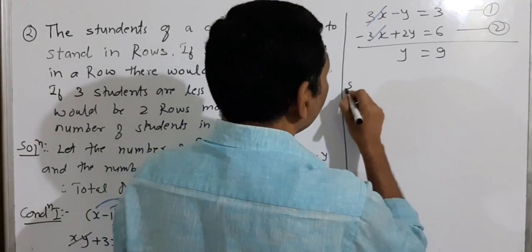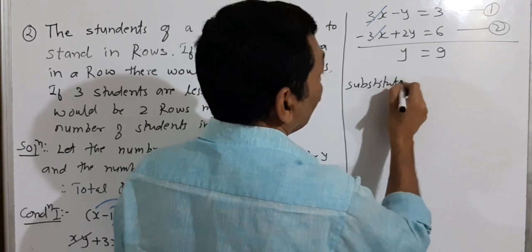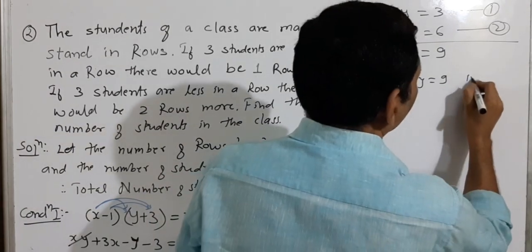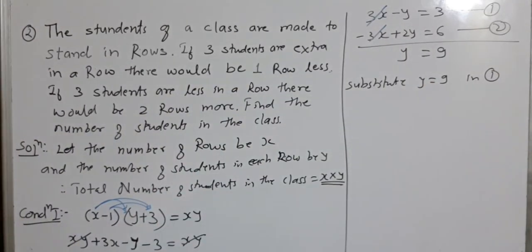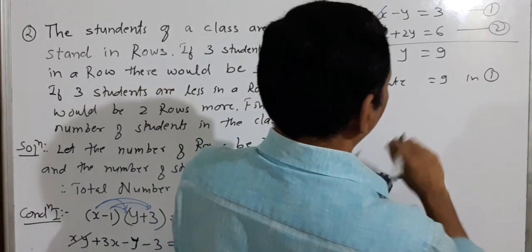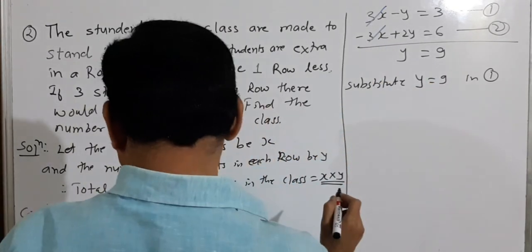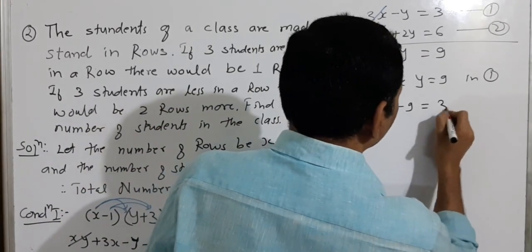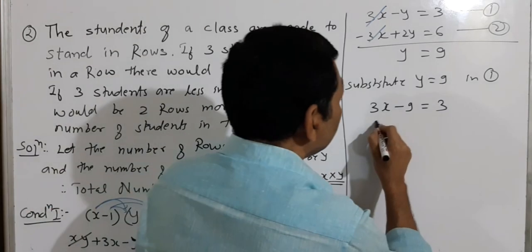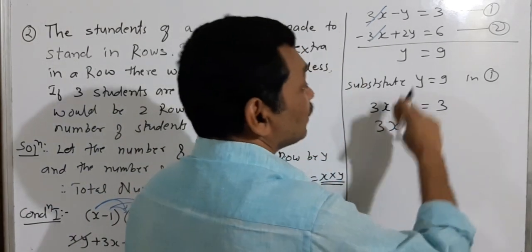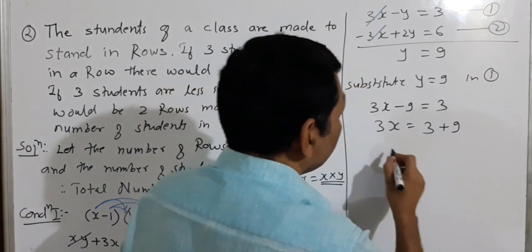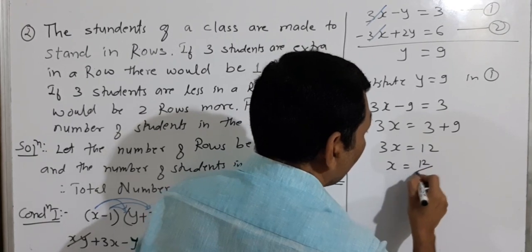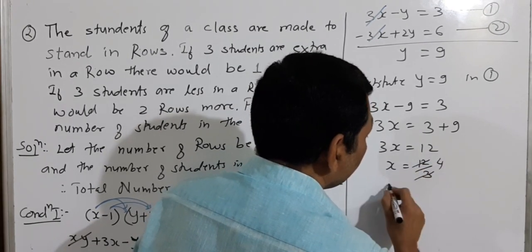So substitute y equal to 9 in either 1 or 2. I will substitute in 1. Substitute y equal to 9 in 1. So what will I get? 3x minus 9 is equal to 3. And therefore 3x is equal to 3. This minus 9 goes to other side as plus 9. And therefore 3x is equal to 9 plus 3 is 12. And therefore x equal to 12 upon 3. 3 4s are 12. Therefore x equal to 4.